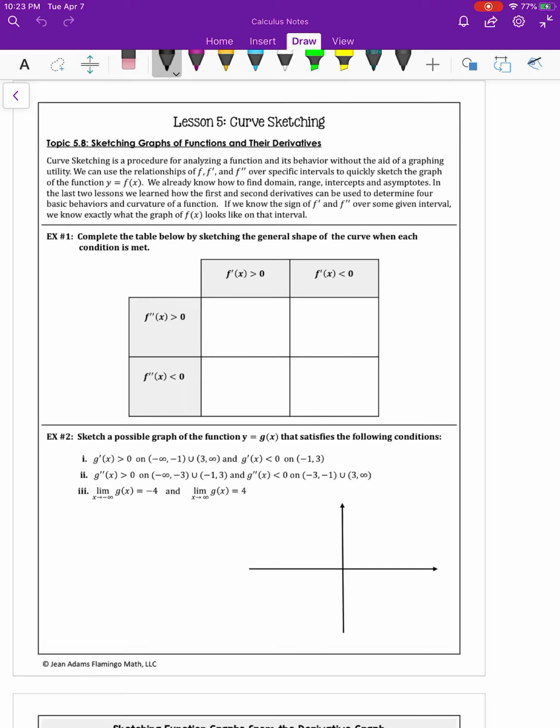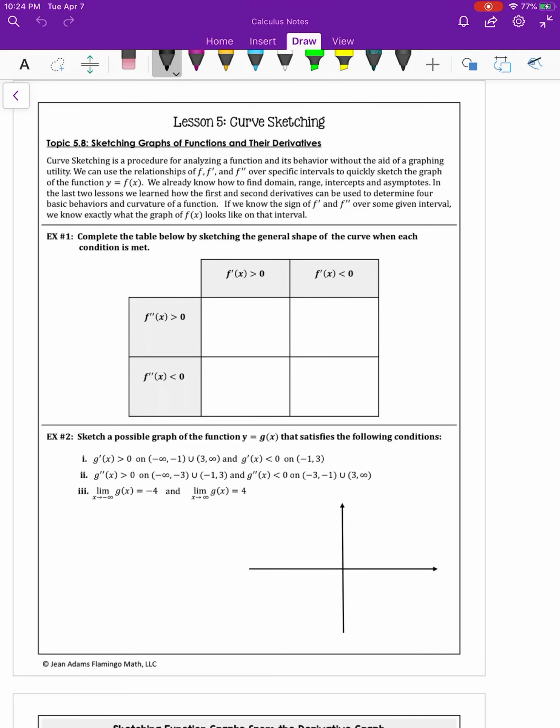We already know how to find domain, range, intercepts, and asymptotes. In the last two lessons, we learned how the first and second derivatives can be used to determine four basic behaviors and curvature of a function. If we know the sign of f prime and f double prime over some given interval, we know exactly what the graph of f of x looks like on that interval. Complete the table below by sketching the general shape of the curve when each condition is met.